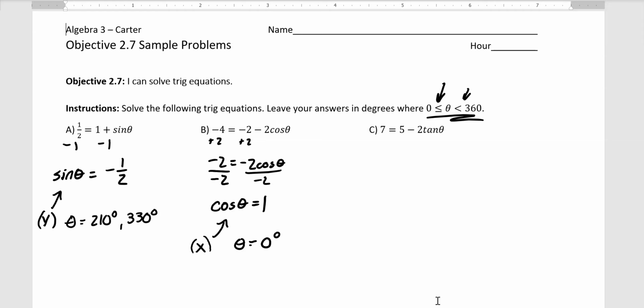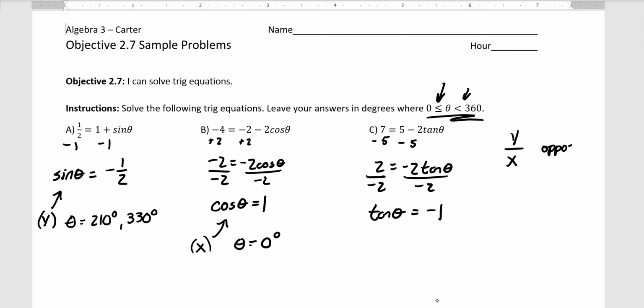All right, last one. Letter C, we're dealing with tangent. I'm going to subtract 5 from both sides. When I do that, I will have 2 equals negative 2 tangent of theta, divided by negative 2 on both sides. So this is going to give me that tangent of theta equals negative 1. Remember that tangent is y over x, so I'm going to be looking for y and x values that are opposites, right? One is positive, one is negative.